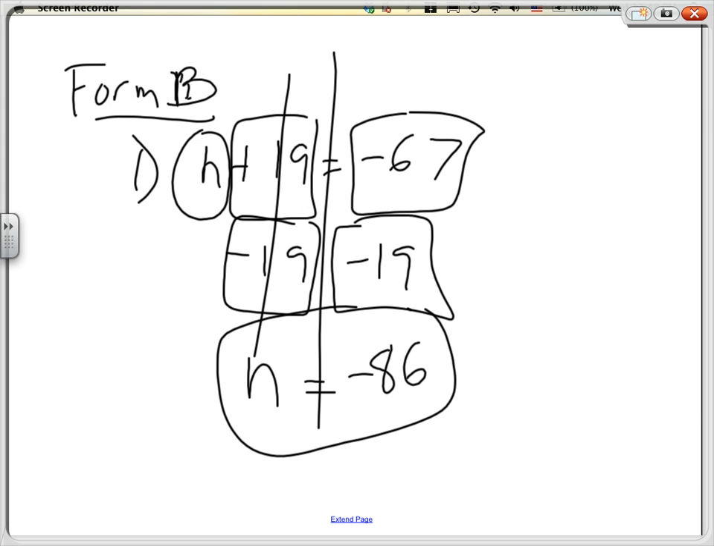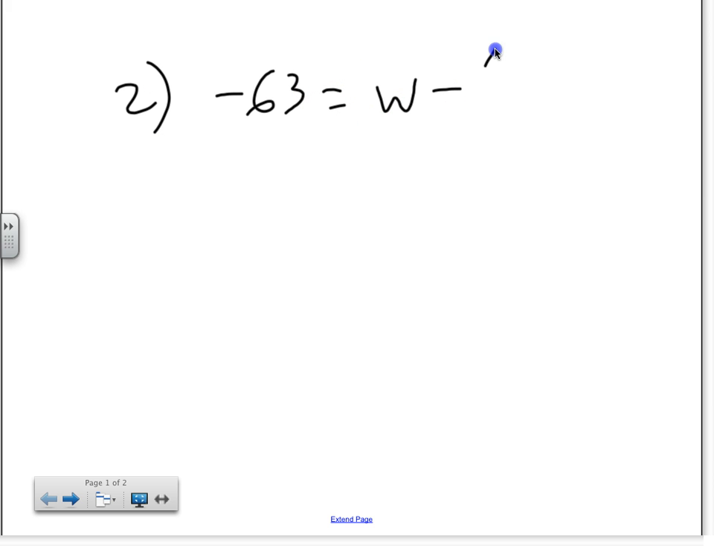Take a look at number 2. Here's number 2. Number 2 states that negative 63 equals W minus negative 29. Now this is the part that I want to show you. Every time you see double signs sitting next to each other, turn them into one single sign. That's when you multiply. Okay?